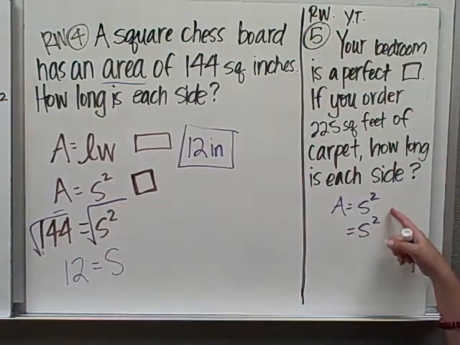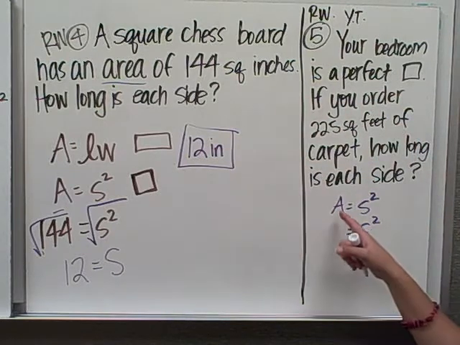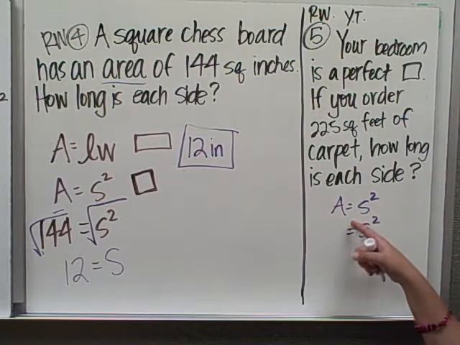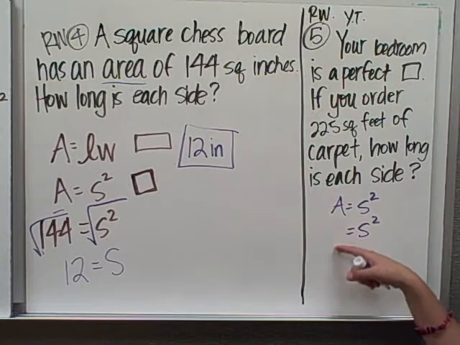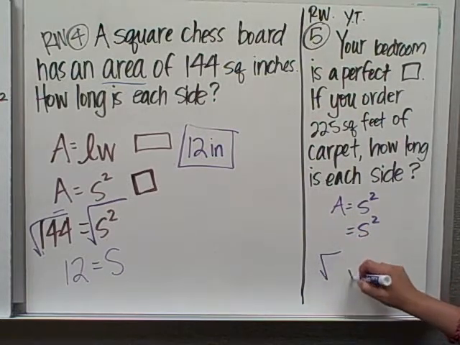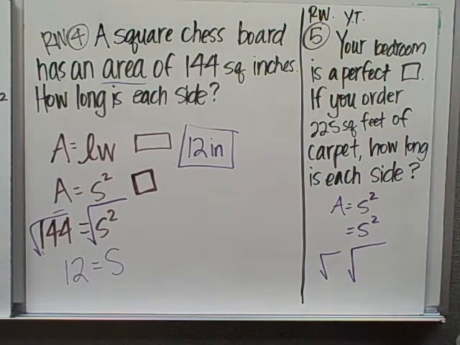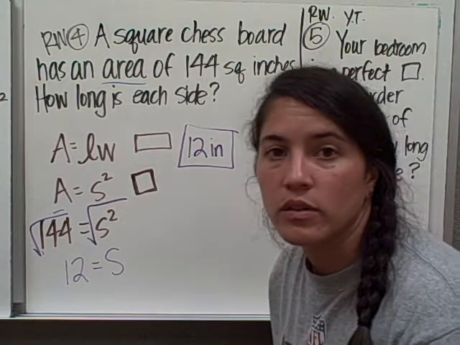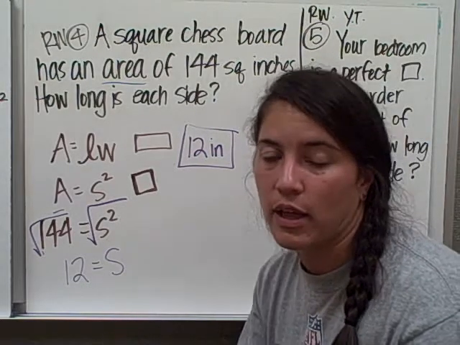And you're going to set it up exactly how I did it here. Area equals side squared. You're going to put something in for this area, and then you're going to take the square root of both sides. So you try number 5 on your own, pause the video, and then press play when you're ready to see.